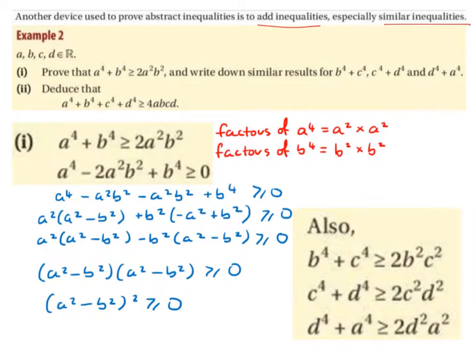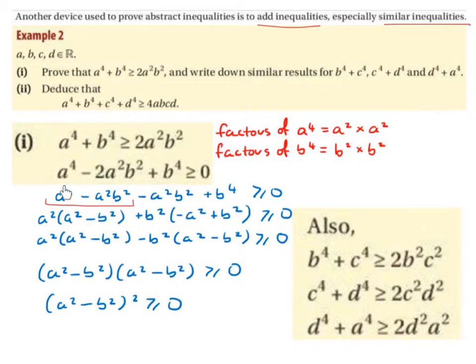We're going to break down minus 2a squared b squared to be minus a squared b squared minus a squared b squared. So technically this is minus 1a squared b squared, and this is also minus 1a squared b squared. So we have a to the power of 4 minus a squared b squared minus a squared b squared plus b to the power of 4 is greater or equal to 0. So now what we're going to do is factorize the first two terms and then factorize the second two terms.